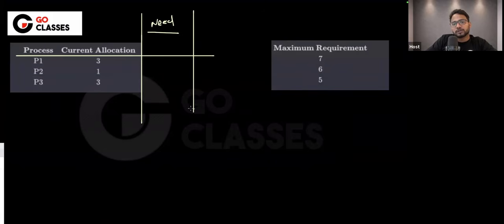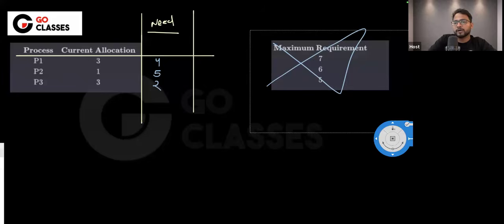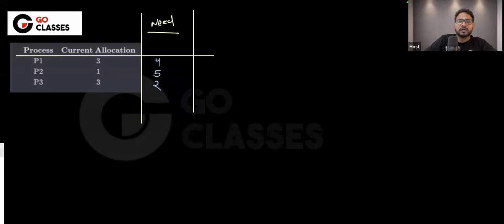Can you tell me need for this P1? P1 maximum total it needs 7. 7 minus 3 is 4. Here this is 6. 6 minus 1 is 5, right? Here this is 5. 5 minus 3 is 2. Is this fine to everyone? So basically, this is the need column. You don't need this maximum now, this is not required. So I'm just throwing it away. You just need the need column.